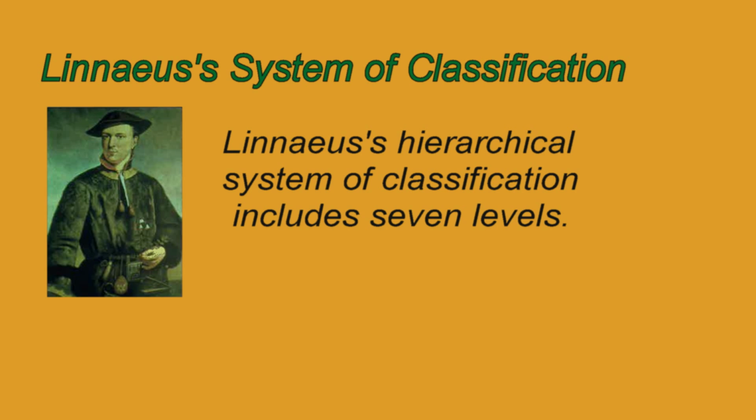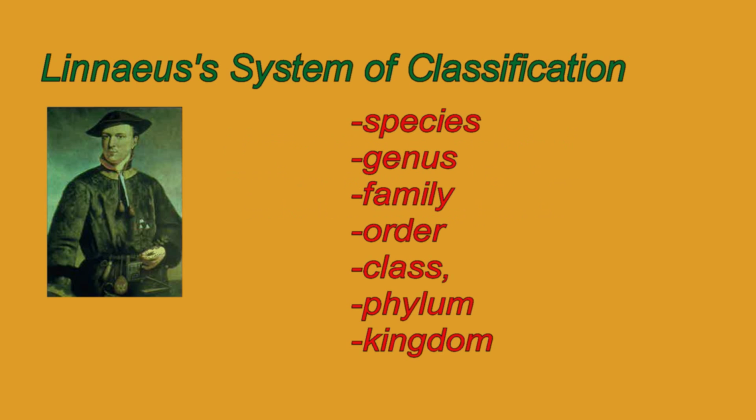Let's talk about the Linnaeus system of classification. The Linnaeus classification system is hierarchical, that is, it consists of levels. The Linnaeus hierarchical system of classification includes 7 levels. They are, from the smallest to the largest: species, genus, family, order, class, phylum, and kingdom. In taxonomic nomenclature, or naming system, each of these levels is called a taxon. The plural of that word is taxa, or taxonomic categories.